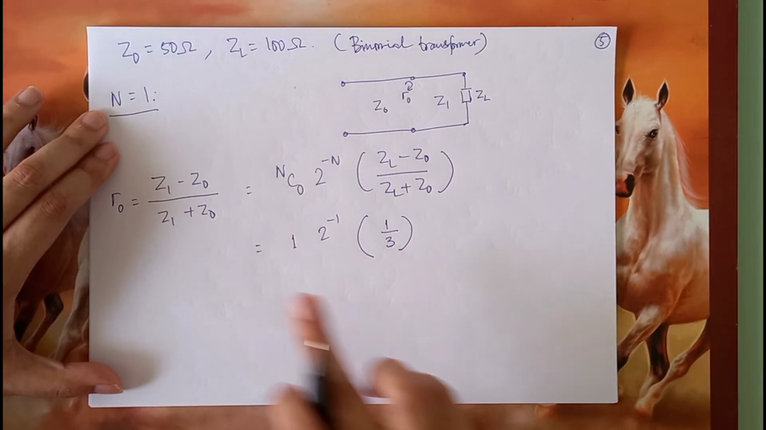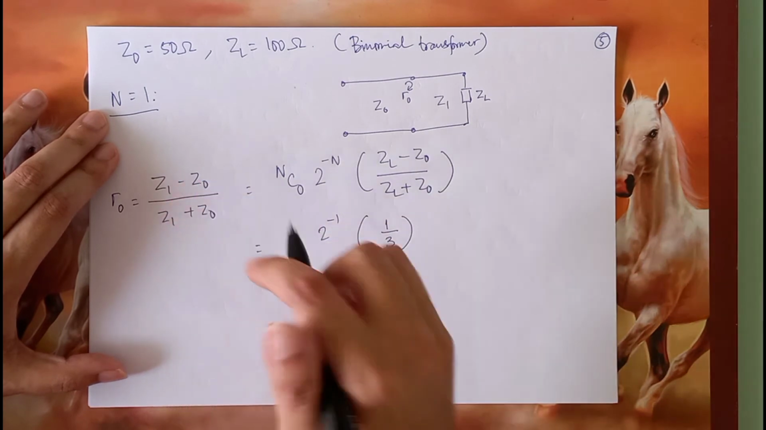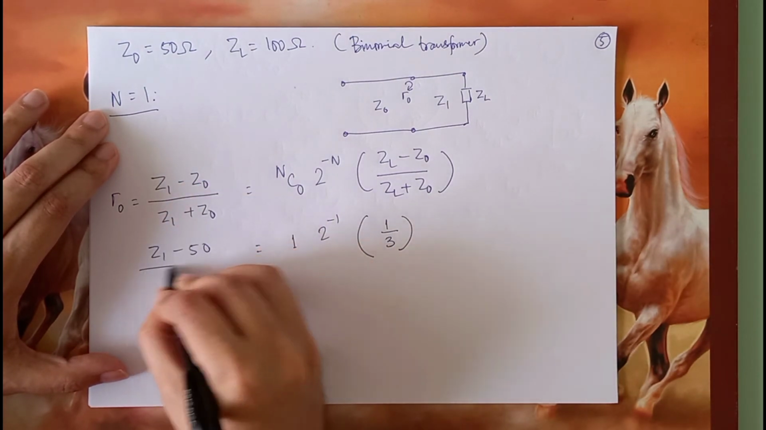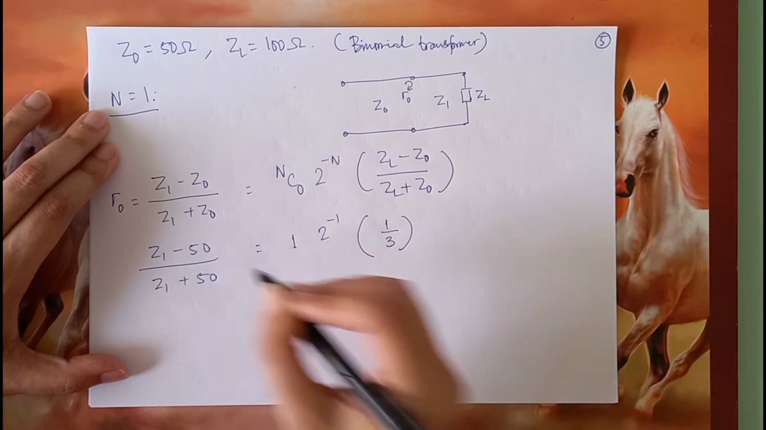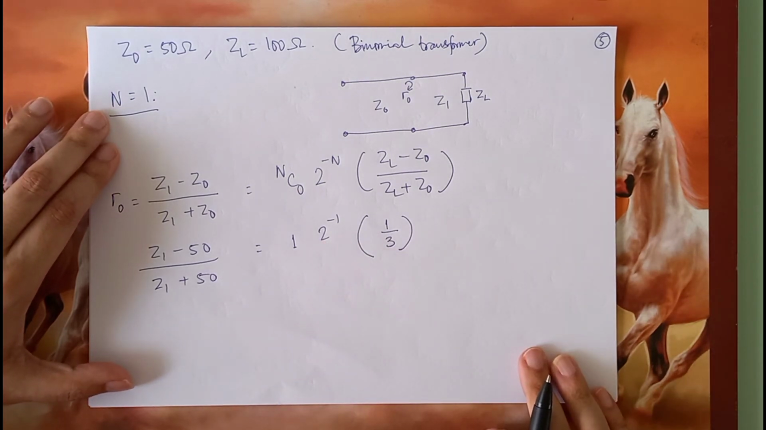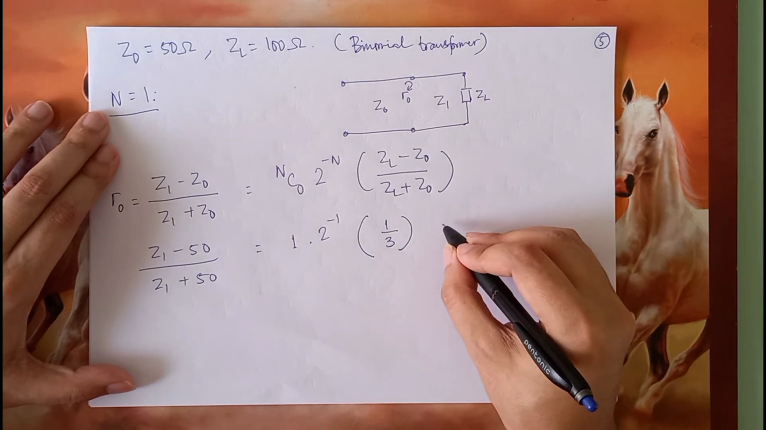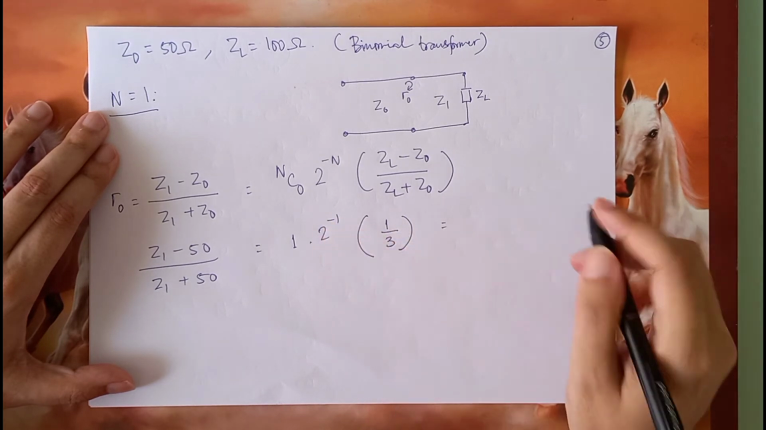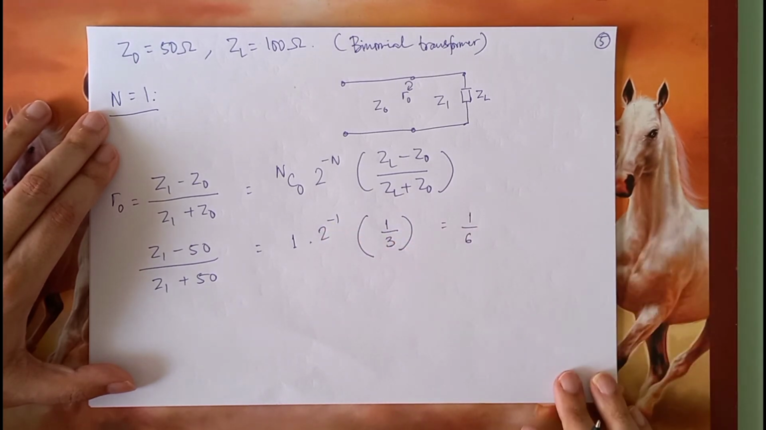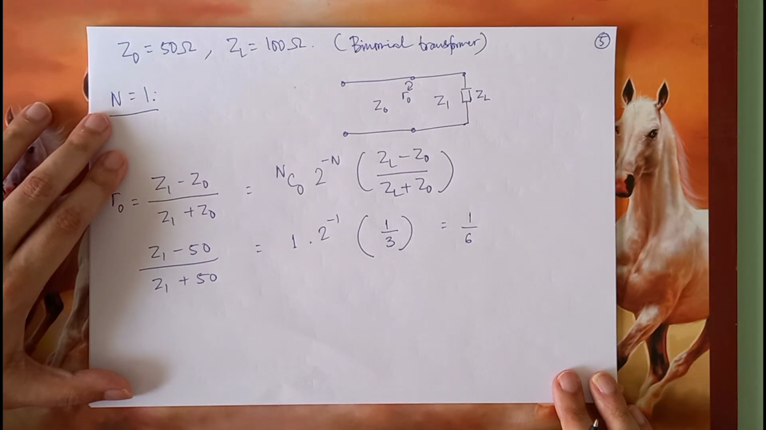And here the only unknown is Z1. So Z1 minus 50 divided by Z1 plus 50 is equal to 2 raised to minus 1 times this. So what we get is effectively 1 by 6, and so you can find out what is Z1 from this.